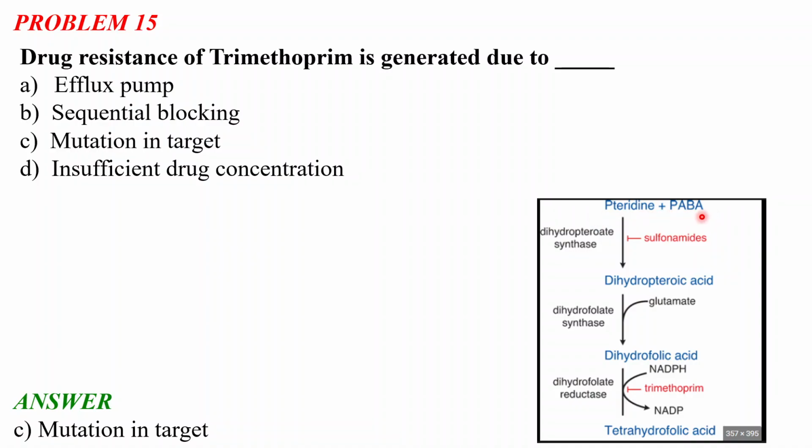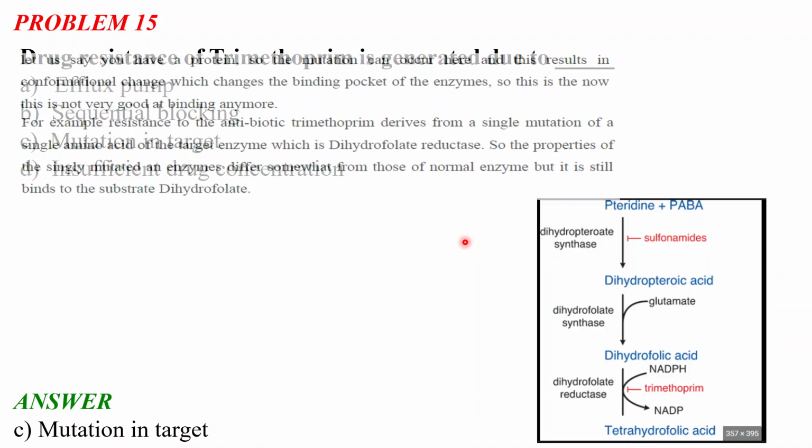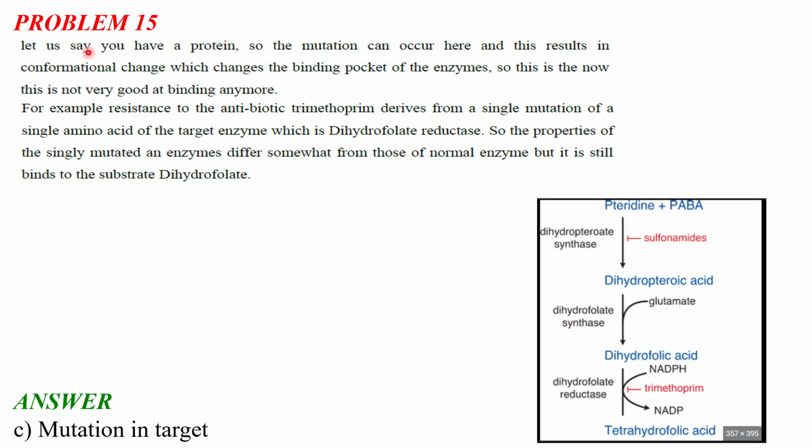So the pteridine or para-amino benzoic acid is converted to dihydropteroic acid by the dihydropteroate synthase enzyme, which is inhibited by the sulfonamides. Okay, and then this dihydropteroic acid is converted to dihydrofolic acid with the dihydrofolate synthase, and dihydrofolic acid is converted to tetrahydrofolic acid by the dihydrofolate reductase, and this conversion is inhibited by the trimethoprim. Okay, so this is the example of the anti-metabolite.